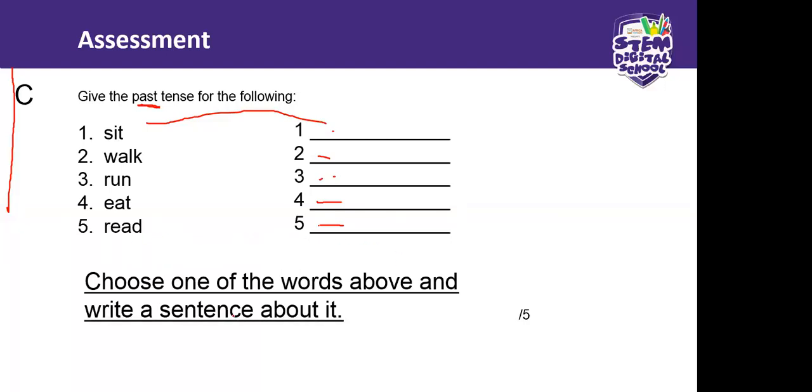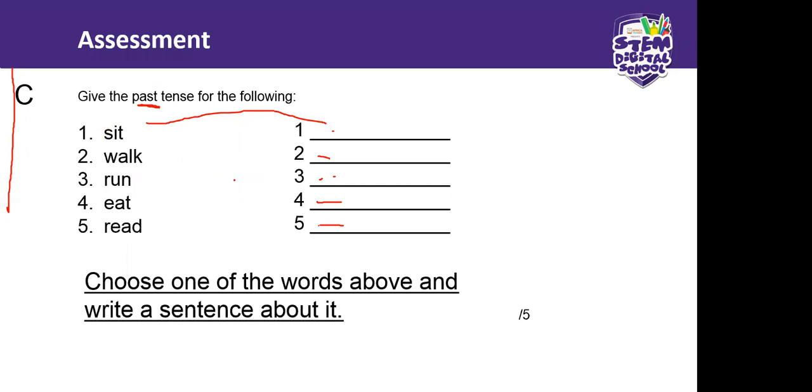Now, if you've done that, you can choose one of the words. You can choose any word. You can use the past tense words or you can use the present tense words. You can use sit, walk, run, eat, or you can use read. And then you make me a sentence about it. I want you to write a sentence about one of the words here. Okay, you just pick one and make a nice sentence about it.